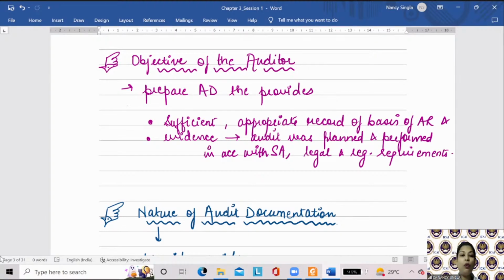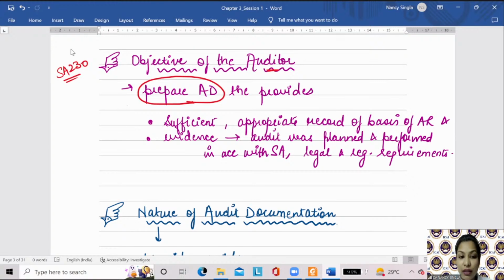Okay. Now, if I ask you what are the objectives of the auditor in terms of SA 230 with respect to audit documentation? In each and every SA, you will see it has certain scope for the auditor, certain responsibilities for the auditor, and certain objectives for the auditor. So in terms of SA 230, audit documentation, the objective of the auditor is to prepare audit documentation. First and foremost, the auditor is required to prepare audit documentation.